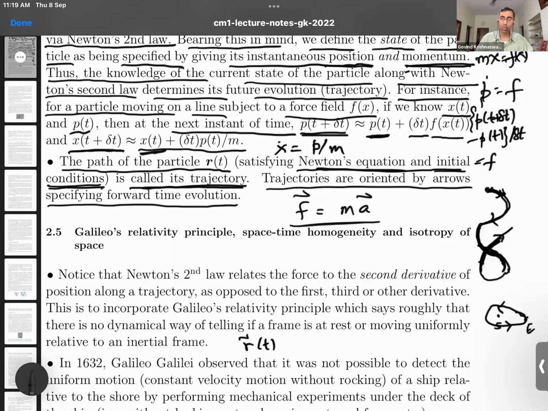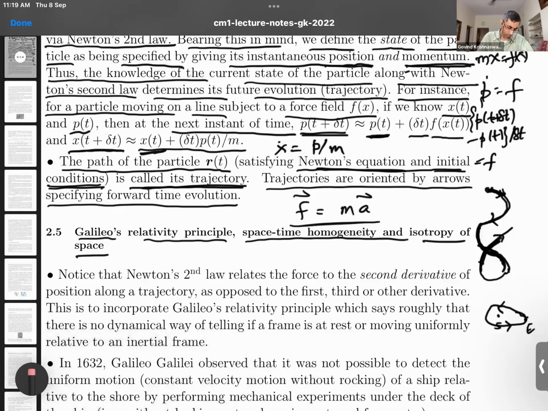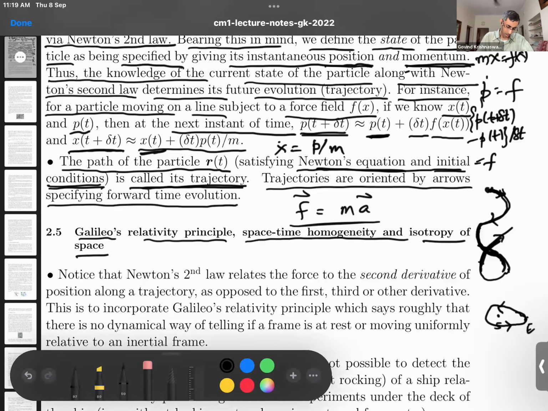And this has to do with Galileo's relativity principle, as well as additional ideas, namely space-time homogeneity and isotropy of space. Okay, so I will talk about all these things one by one. I hope you are clear about what we have discussed so far. Okay, let me go back here. So now I'm going to first discuss Galileo's relativity principle. This actually predates Newton's laws, but Newton has incorporated it in his laws.